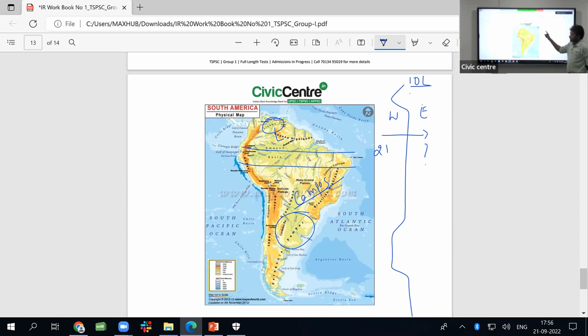You are crossing from west to east, you will gain a day. It means 20th. Gaining means one more day will be repeated, the same day will be repeated. If you move west to east, you have to subtract one day from your calendar. If you are traveling from east to west, you will lose a day. Clear?